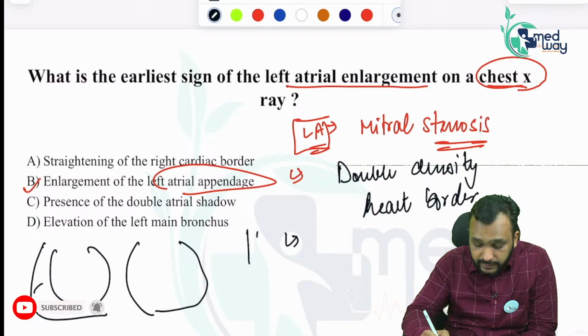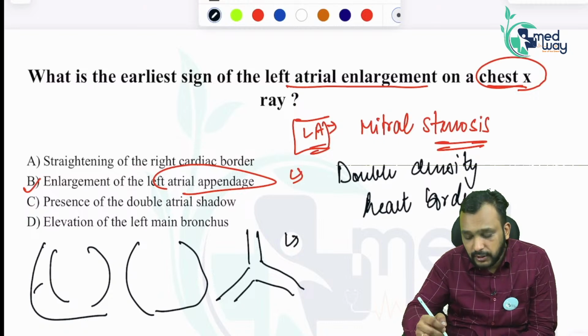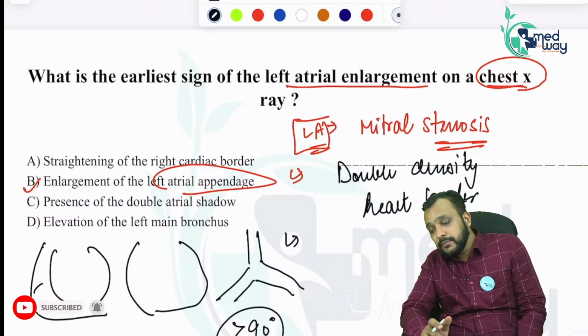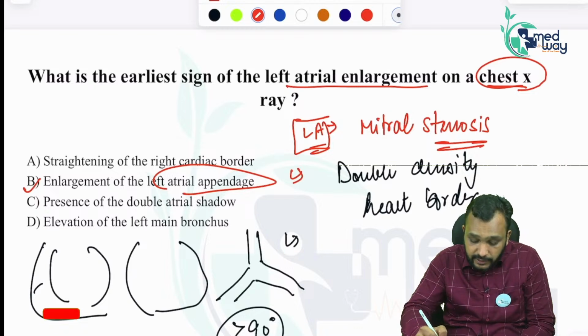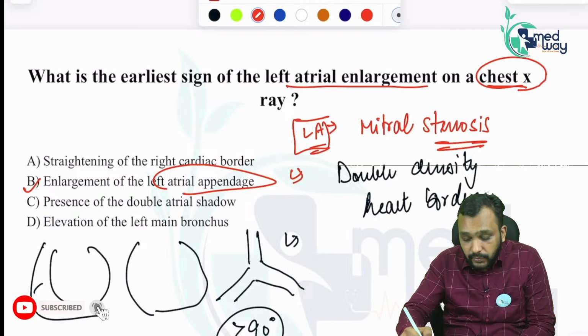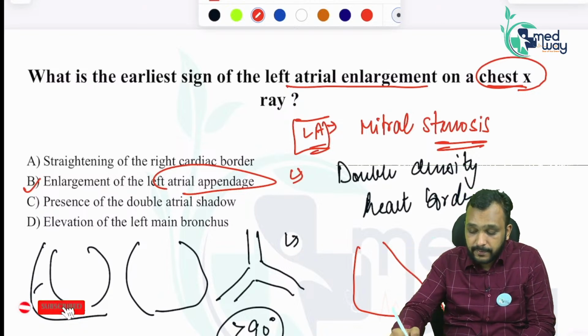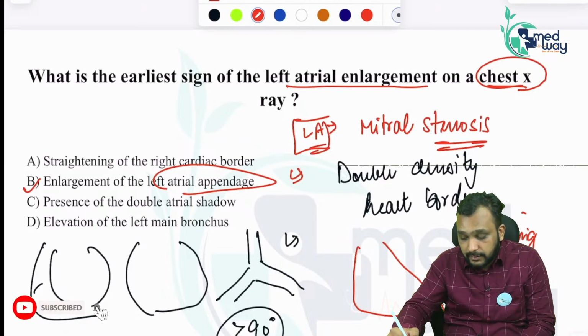You will see that there will be widening of the carinal angle. In a normal patient, this angle is less than 90 degrees. When the angle is more than 90 degrees, that will be seen in patients with left atrial enlargement. Then you will see that your left heart border will get straightened, again a sign of left atrial enlargement. And the last important sign is the walking man sign, that is seen on a lateral radiograph.